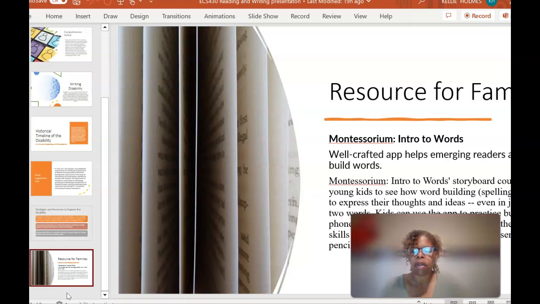Montessorium Intro to Words storyboard could enable young kids to see how word building, such as spelling, helps them to express their thoughts and ideas, even in just one or two words. Kids can use this app to practice building words phonetically, and writing sentences, even if their fine motor skills aren't yet ready to compose words or sentences using pencil and paper.